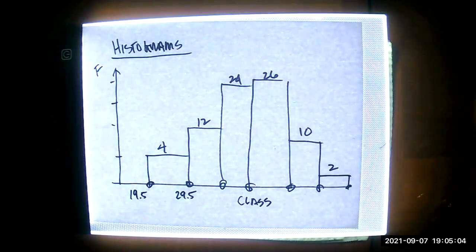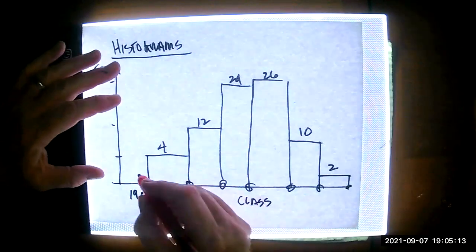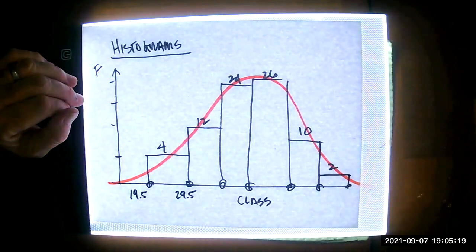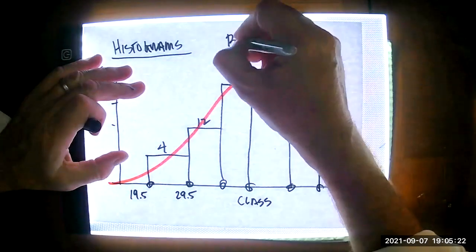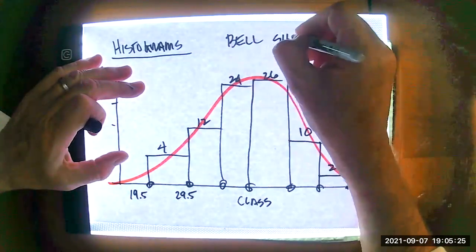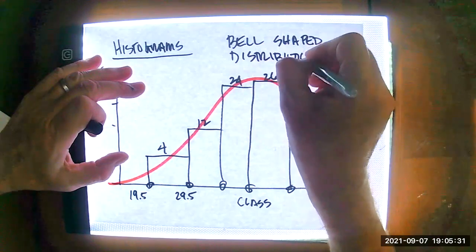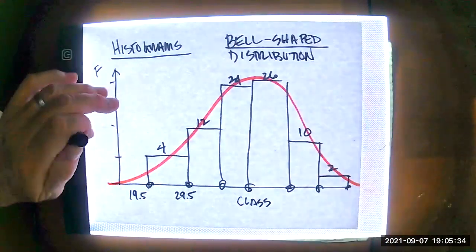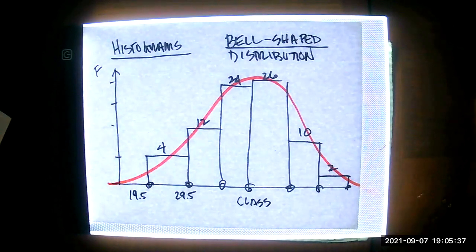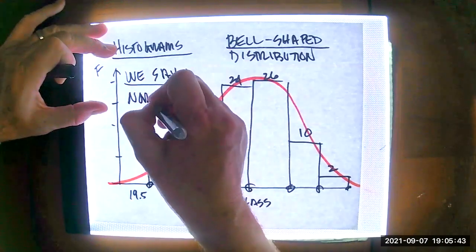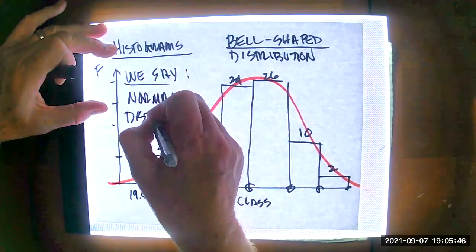So when you have a normal distribution, when you visualize it via a histogram or a bar chart, if that's your pleasure, this looks like what we call a bell curve. So this is the big bell curve, or bell-shaped distribution. And big boys and girls do not say bell shape. We say we have a normal distribution.